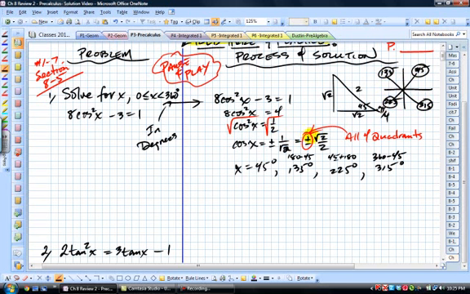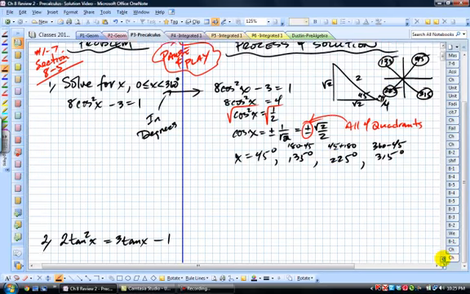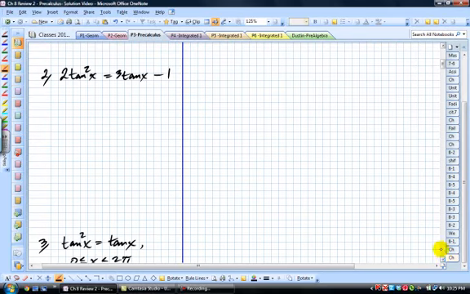Okay, so 4 solutions. Next one, you get a quadratic. And typically when you have quadratics, which are second degree functions, you set equal to 0, and that's what we want to do first. That's not too hard to do. We're going to take 2 tangent squared x, subtract the 3 tangent x, add the 1, and set that equal to 0.